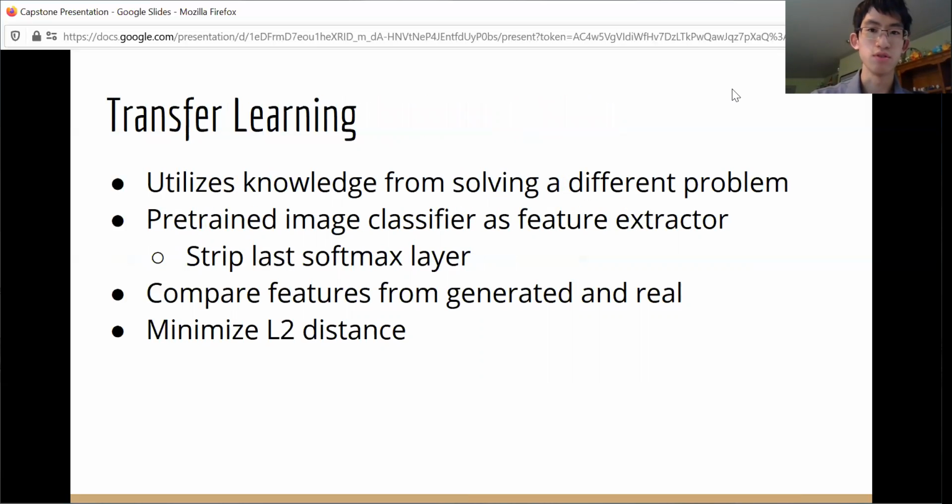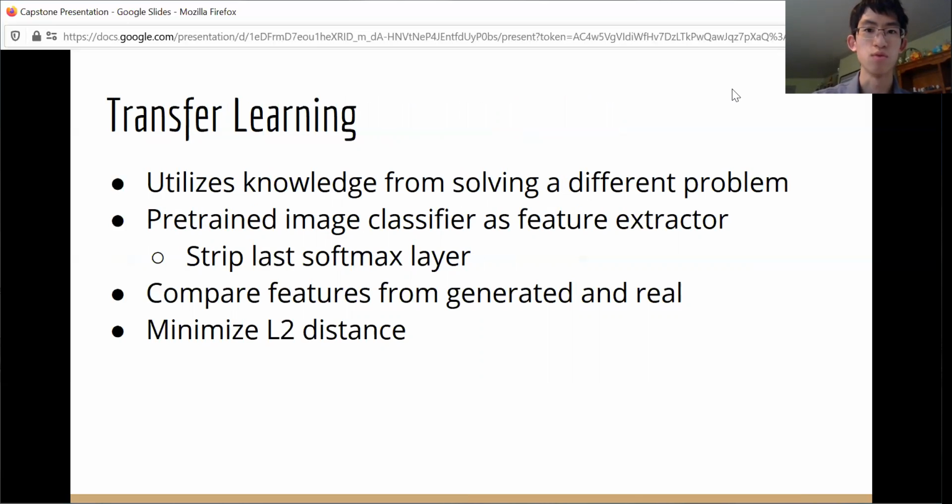This is where transfer learning comes into play. Transfer learning is a specific technique in which a machine learning model uses knowledge gained from solving one problem and transferring it over to solving a different problem. Therefore, the model does not have to start learning from scratch, and instead only has to adapt its knowledge to solve a similar problem. For this project, I'll be using a pre-trained image classifier as a discriminator.